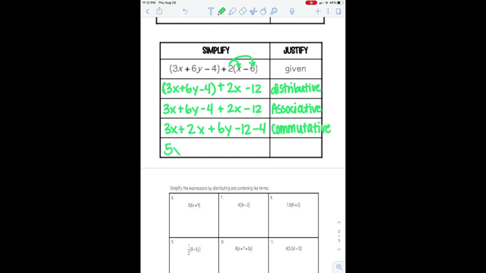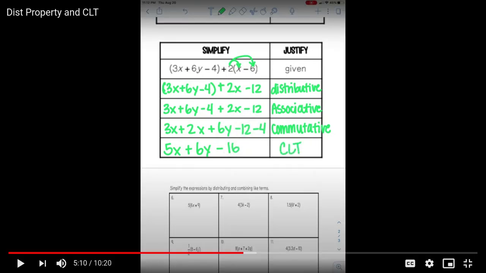So ultimately, when I combine like terms, I'm going to get 5x from my 3x plus my 2x. My 6y stays by itself. And -12 minus 4 is going to give me a -16. And that is how I simplify that one, okay? So remember, the 6y just stays by itself because there are no other y's, okay?